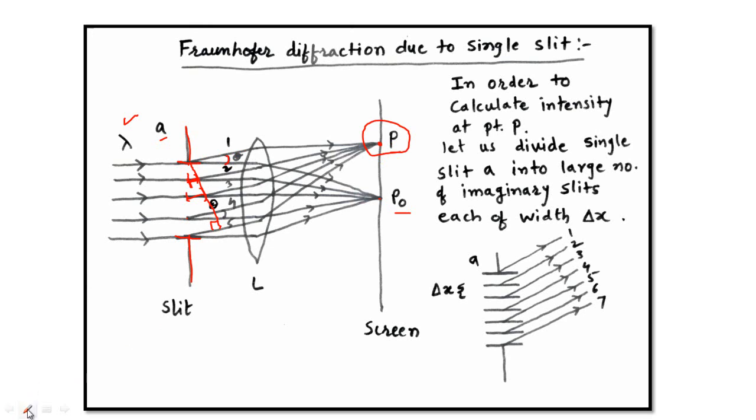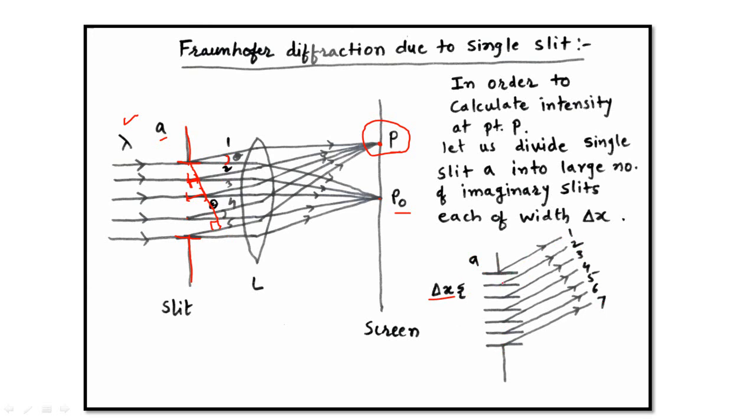In order to calculate this disturbed intensity produced at point P, we divide this single slit of width a into a large number of slits, each of width delta x. Each slit is of width delta x, and you can imagine these rays like 1, 2, 3 and so on. These are the rays which are diffracted from the top and bottom edge of each slit whose width is delta x. So we divide this single slit of width a into a large number of imaginary slits, each of width delta x, and we can imagine these are the secondary waves like 1, 2, 3, 4 and so on.